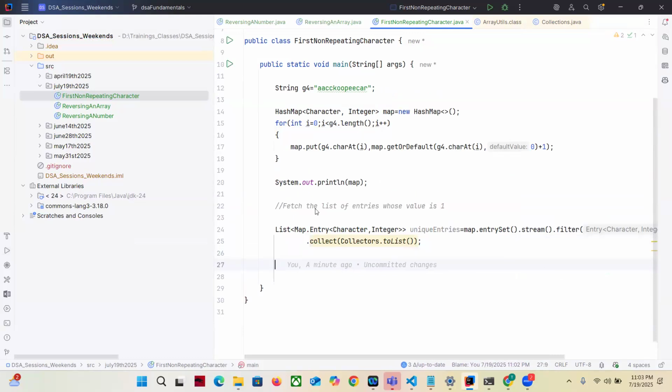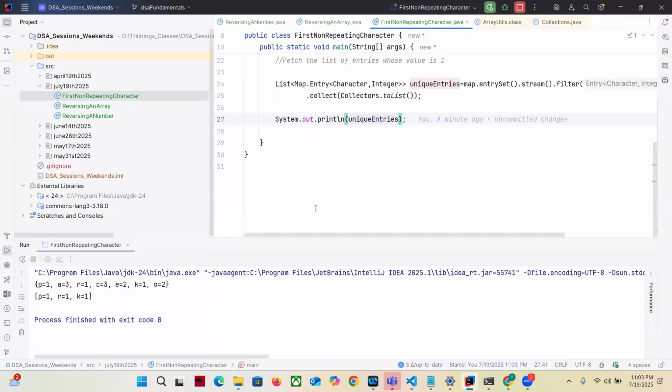Now let me bring the list of unique entries. How many values are there? P equal to 1, R equal to 1, K equal to 1. Got it?